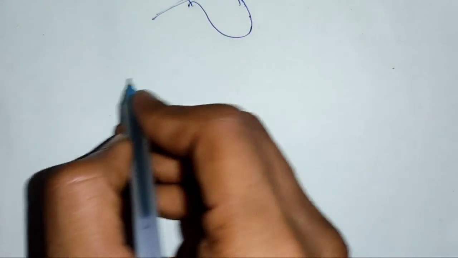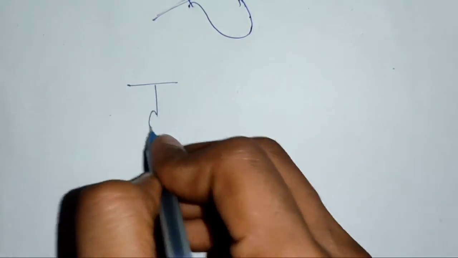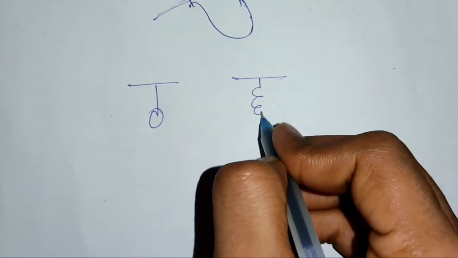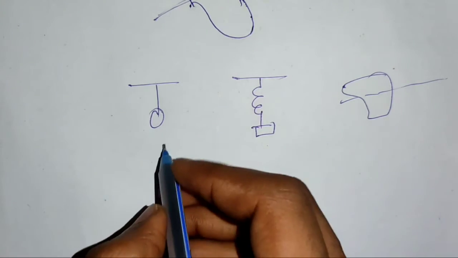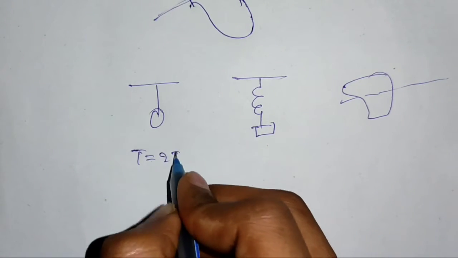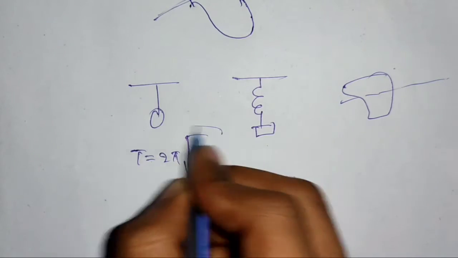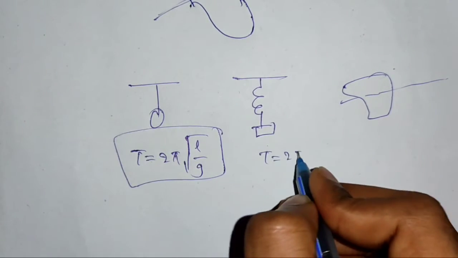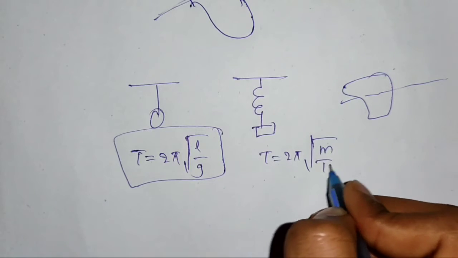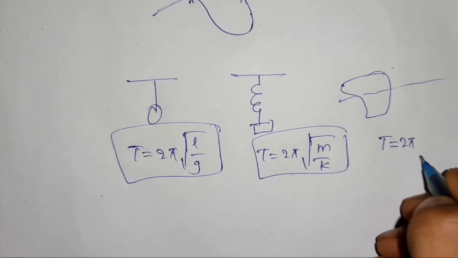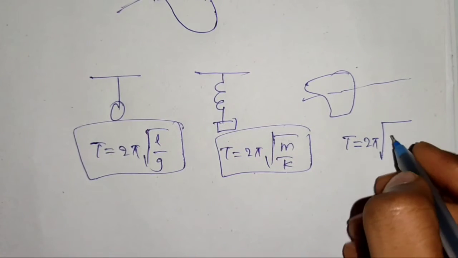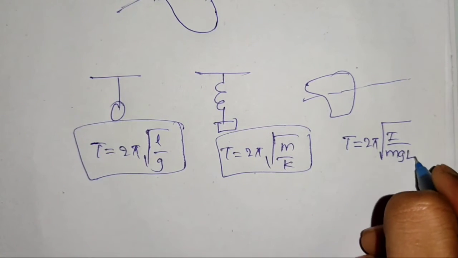Okay, we got three time periods of bodies, that is simple pendulum, spring block system, compound pendulum. Okay, here time period is equal to T is equal to 2 pi under root L by g. Here time period is equal to 2 pi under root m by k. Here time period is equal to 2 pi under root I by mgl.